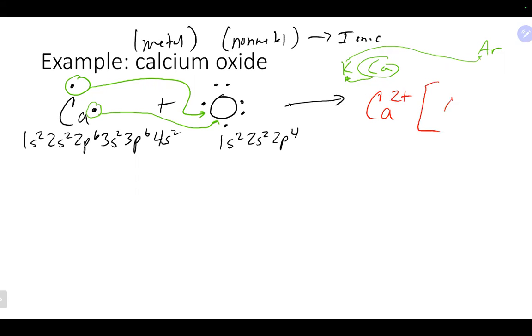Our oxygen, which started with 6 electrons, will now pick up 2 more electrons. And because it picked up 2 more electrons, it will gain a -2 charge. And once again, we have formed our ionic bond here. No sharing of electrons, a complete transfer of electrons from the metal to the non-metal.